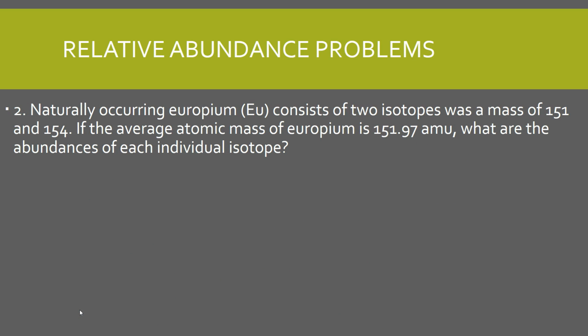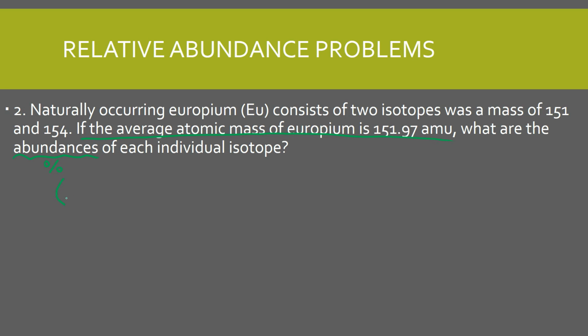So now we're going to talk about europium, Eu. It has 2 isotopes with a mass of 151 and 154. And it gives us the average atomic mass in this problem. So in the last problem, it told us to use the periodic table to find it. In here, it gives us the average atomic mass. And then here it's asking what are their abundances, aka we're going to figure out their percentages. For this one, the masses are given to us already in whole numbers instead of the amu format. And we still have 2 isotopes.